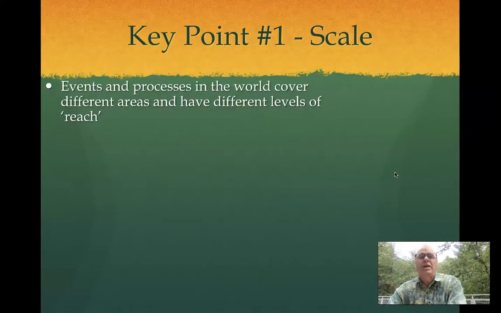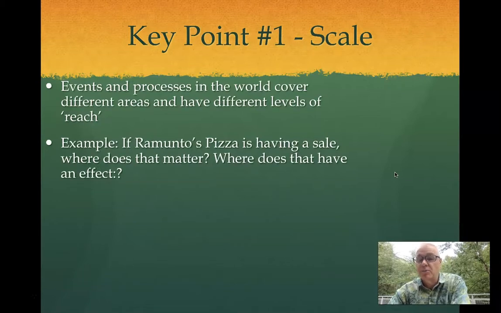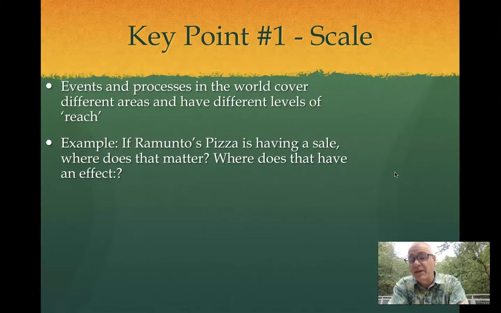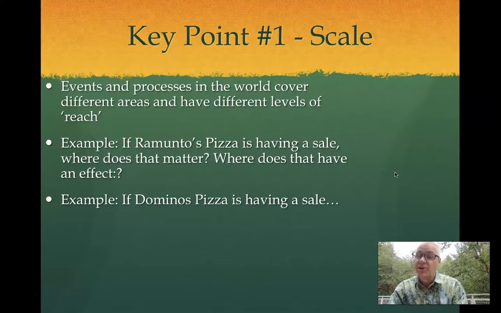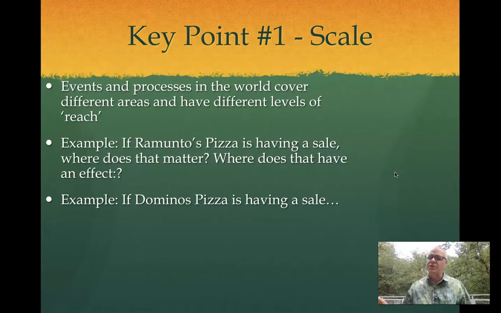An example of this would be Ramunto's Pizza, which is a pizza place right here on the corner of campus. Let's say they're having a sale. Where does that matter? Really only right here in our neighborhood. The scale that matters is right here in Keene and downtown. Now, if Domino's is having a sale at all of their stores, that affects a much different scale, because there are Domino's all around the country and all around the world. So we would say the scale of that sale would be much larger, the national or maybe even the global scale, whereas Ramunto's sale is really only important as a local scale phenomenon.